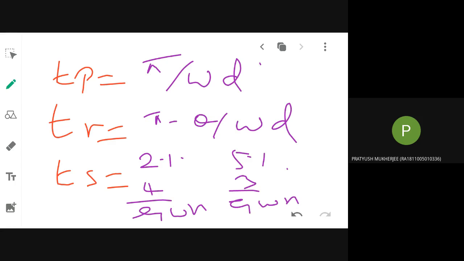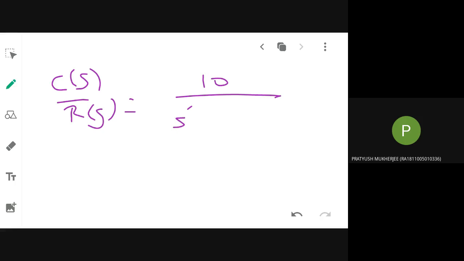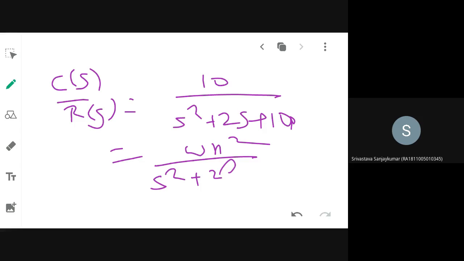So in all the cases you need to find what is omega d, zeta, omega n, all these things you have to find. So how will you find that? Tell me what is C of s divided by R of s that you derived just now. 10 divided by s squared plus 2s plus 10 is what you have found. This you have to equate to the standard form. So what is the standard form? Omega n squared divided by s squared plus 2 zeta omega n s plus omega n squared. Comparing the terms, you have to tell me what is omega n and zeta.